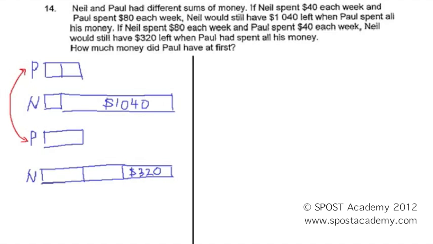So I need to cut this model into 2. So I cut this, and I'll do the same for Neil. So looking at the model, you can see that 3 units of Neil plus $320 is actually equivalent to $1,040 just by comparing. So from here, I can actually work out as 3 units plus $320.